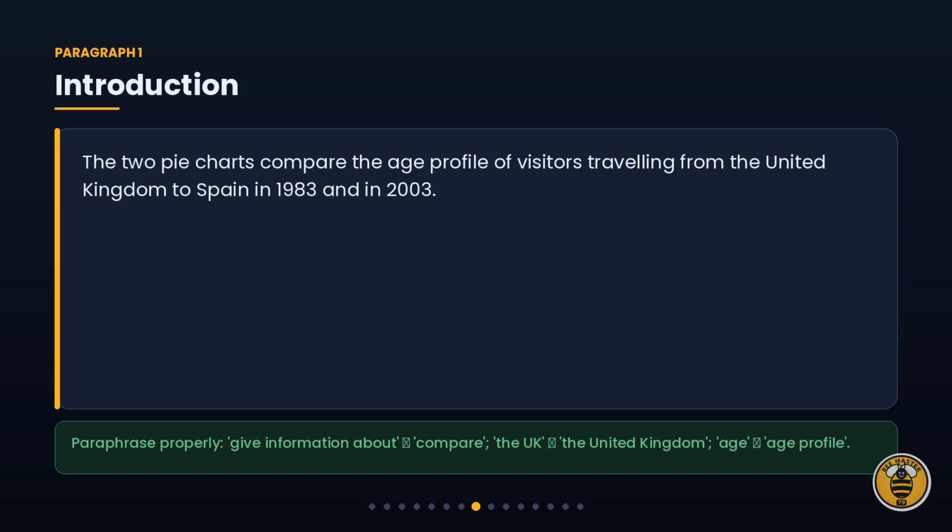Paragraph 1, the introduction. The 2 pie charts compare the age profile of visitors traveling from the United Kingdom to Spain in 1983 and in 2003. Notice what I changed. Give information about became compare. Visitors from the UK became visitors traveling from the United Kingdom. Age became age profile. That is real paraphrase, not word swapping.